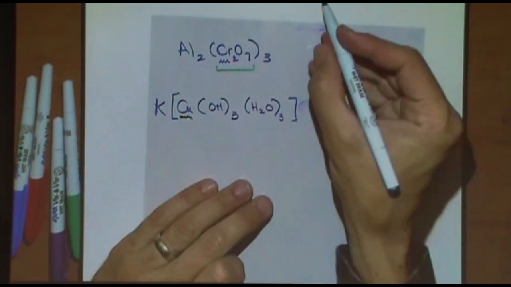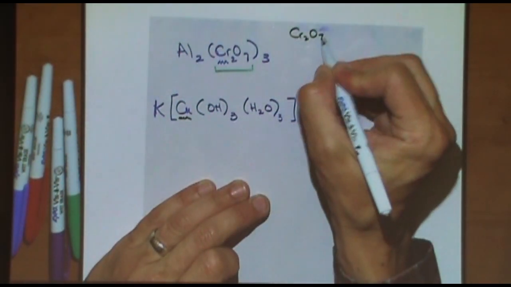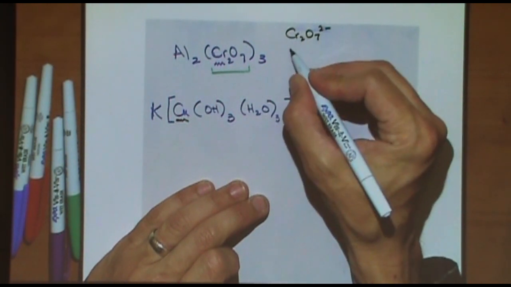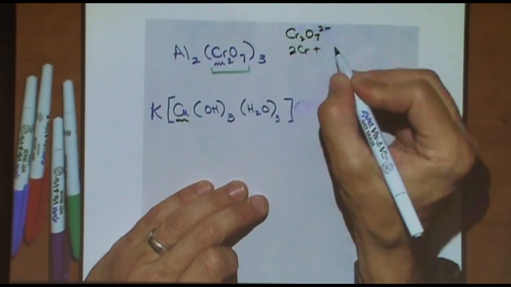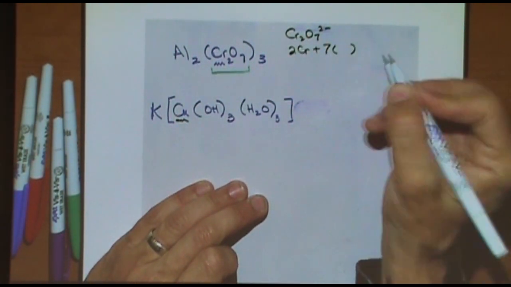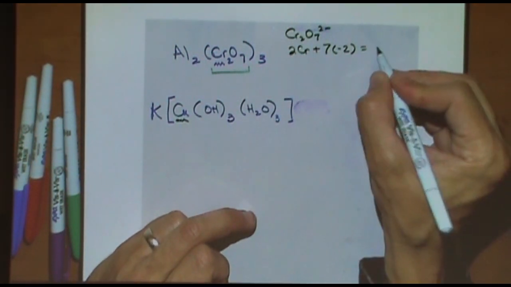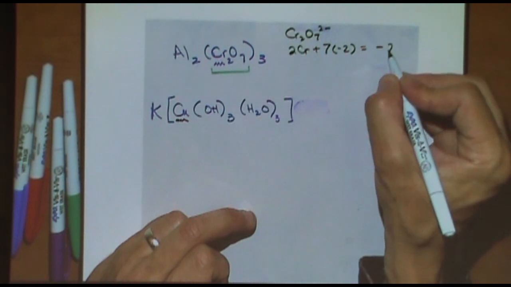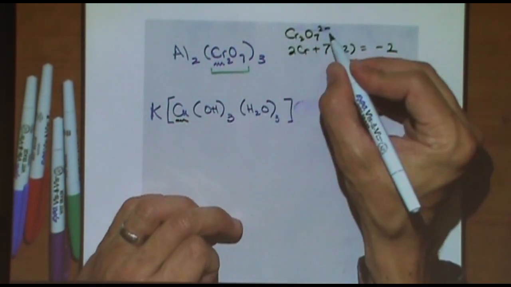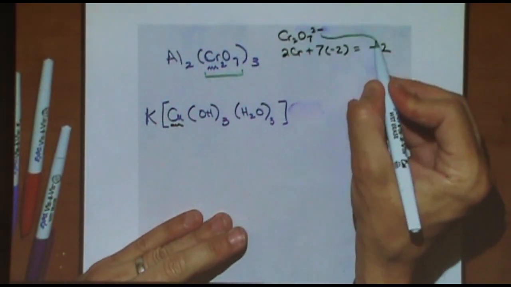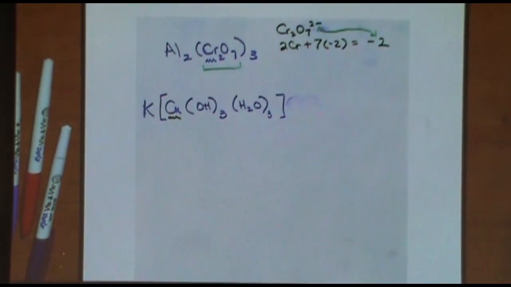So what you would do is you go Cr2O7 2-. So now you have to analyze it. There's 2 chromiums plus 7 oxygens. Oxygen has what charge usually? -2, nice. And the overall charge of the species is -2. This -2 is from this -2 right here.